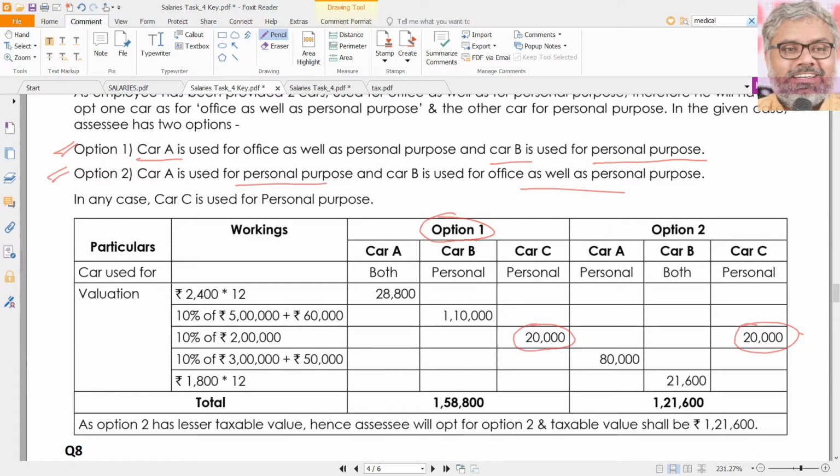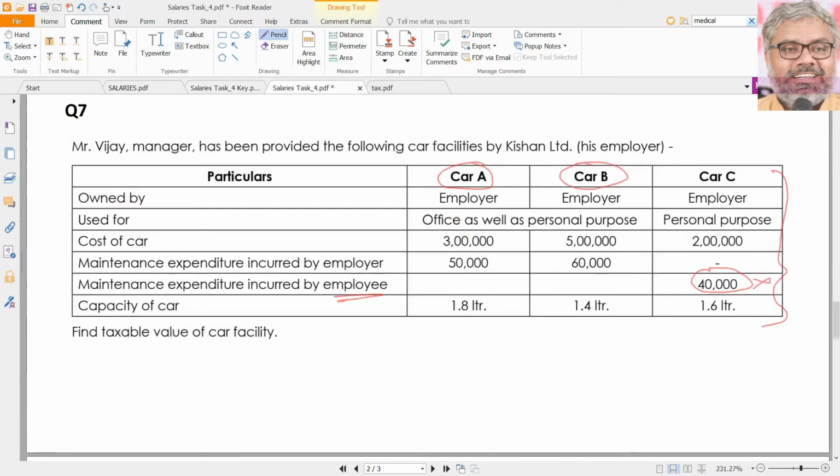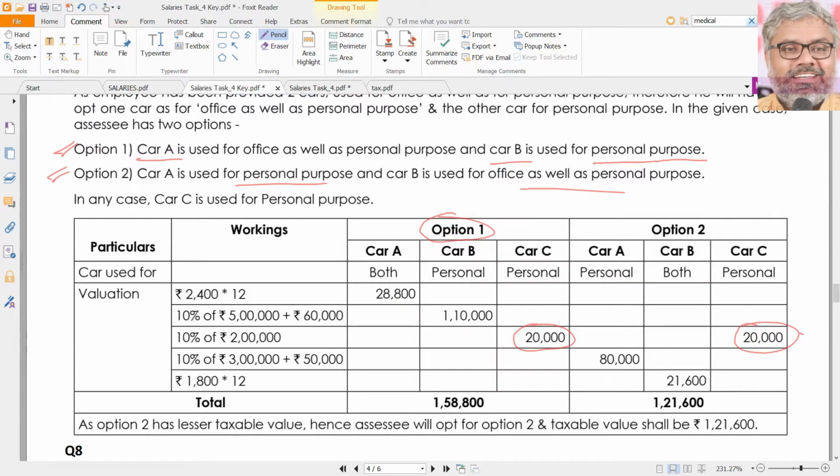Let us take option 1 first. A is used for office as well as personal purposes. So if that is the case, the law specified amount has to be taken. And what is the capacity of the car? 1.8 liters. So naturally we have to take 2,400 rupees per month, which means 28,800 rupees is the value for car A, which is considered or deemed to be used for both purposes.